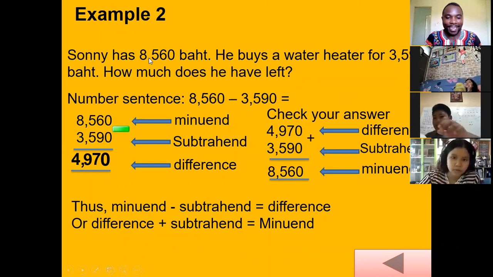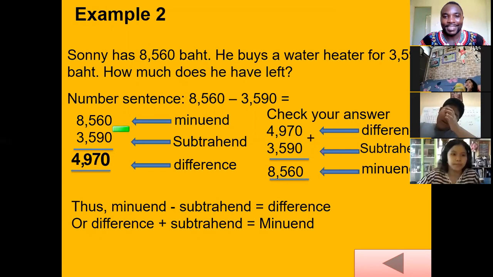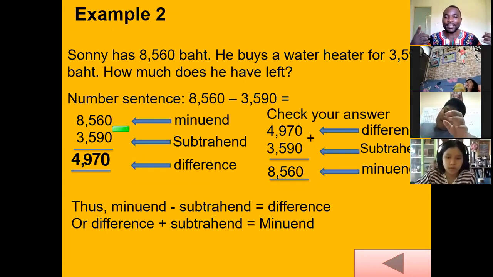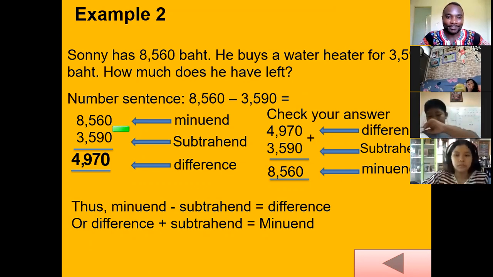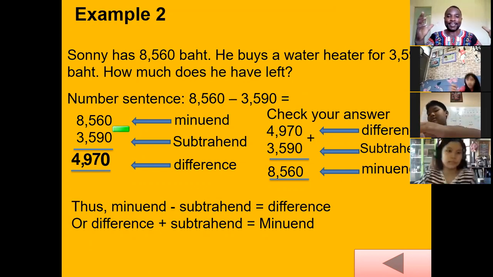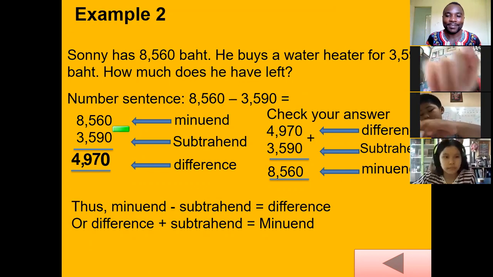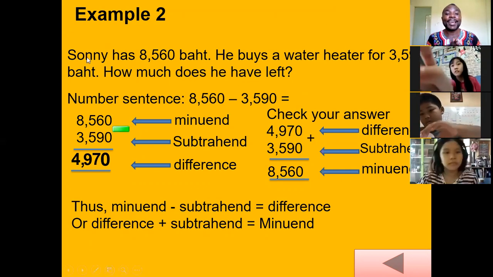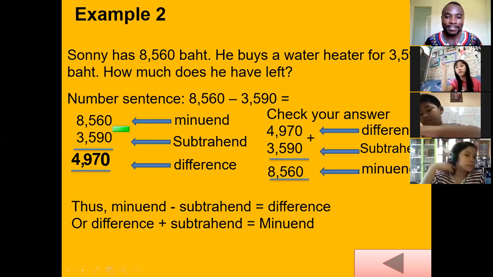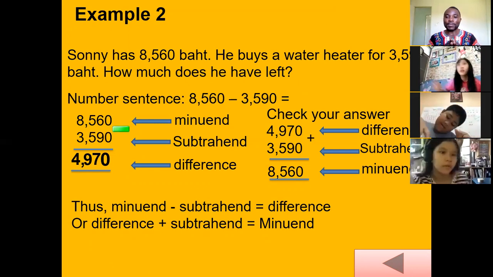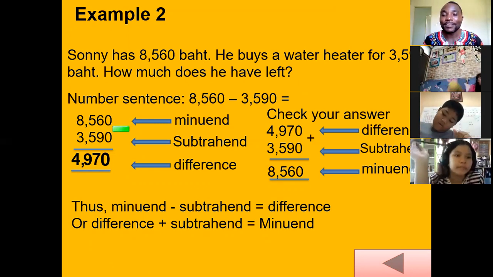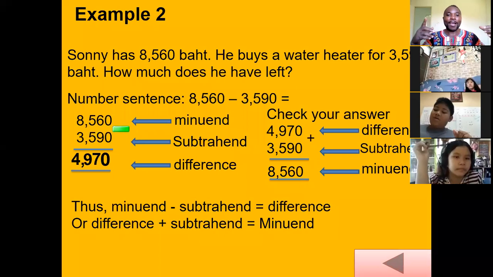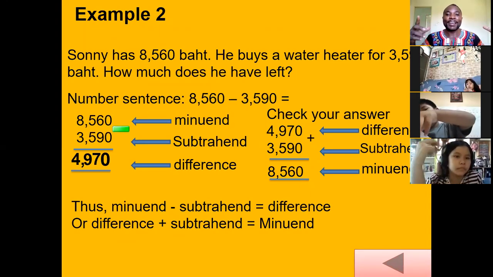Sonny has 8,560 baht. He buys a water heater for 3,590 baht. How much does he have left? Okay. Sonny has 8,560 baht. He buys a water heater for 3,590 baht. How much does he have left?